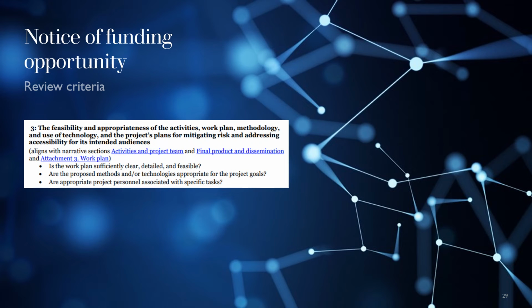Number 3 is the feasibility and appropriateness of the activities, work plan, methodology, and use of technology, and the project's plans for mitigating risk and addressing accessibility for its intended audiences. Some tips related to this are to ensure that the activities and project team section and the work plan attachment are detailed and clear, that you create a realistic timeline and discuss potential risks and risk mitigation strategies. Discuss how your proposed methods and technologies will allow you to accomplish your project's goals, and detail strategies for ensuring your products are accessible for your intended audiences.